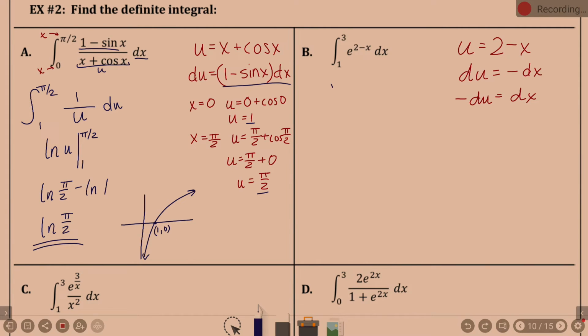So, integral. Oh, dang it. We're going to have a negative out front. And then it's going to be integrating e to the u du. My dang it is, what did I forget to do? I forgot to change my boundaries. When x is 1, what's u? 2 minus 1, which is 1. When x is 3, what's u? 2 minus 3, which is negative 1.